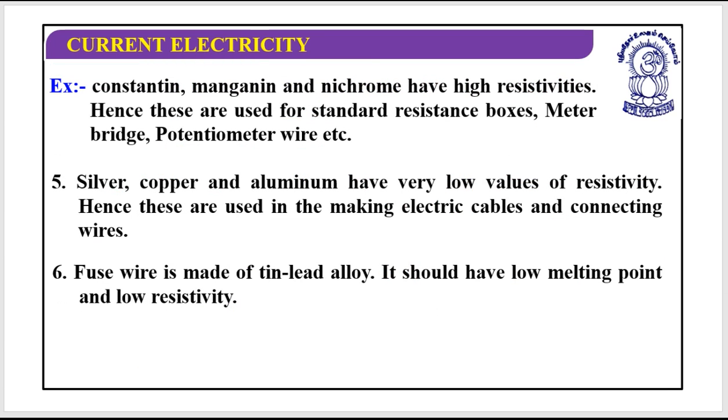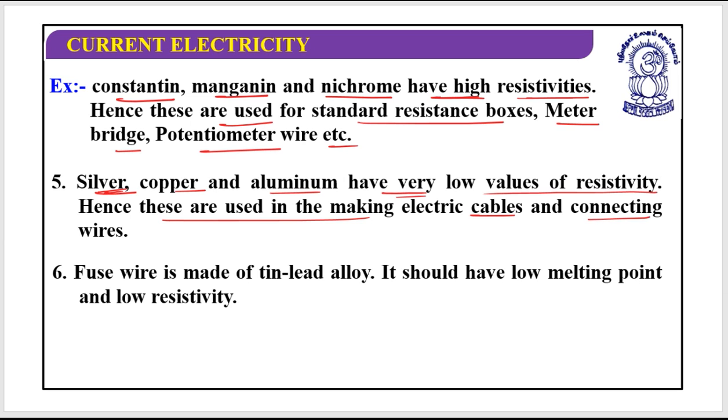Now, which are the elements that we are going to use? Let's have a look. Constantan, manganin, and nichrome have high resistivities. As they have high resistivities, these materials are used for standard resistance boxes, meter bridge, potentiometer wire, etc. Next, silver, copper, and aluminum are materials which have a very low value of resistivity, and that's why they can be used in making electrical cables and connecting wires.